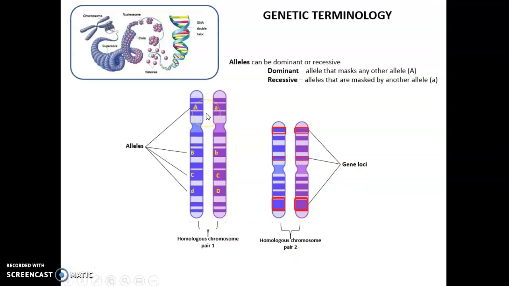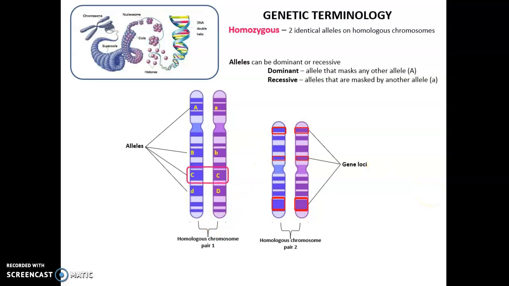Now, they may have different alleles, however. So an allele can be either dominant or recessive. For example, even though these are homologous chromosomes, they do code for the same genes, but that might be a different code for those genes. So this chromosome right here has a dominant allele, and then the other chromosome has a recessive allele. So they're not exactly the same.